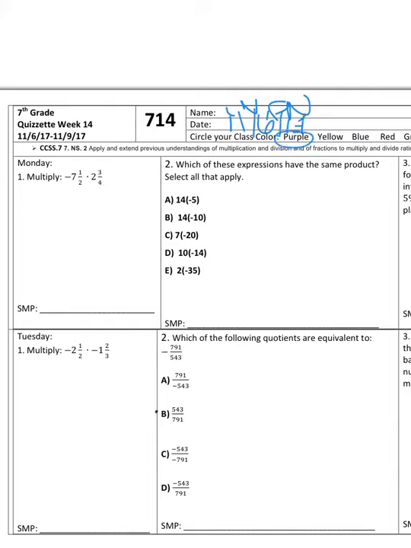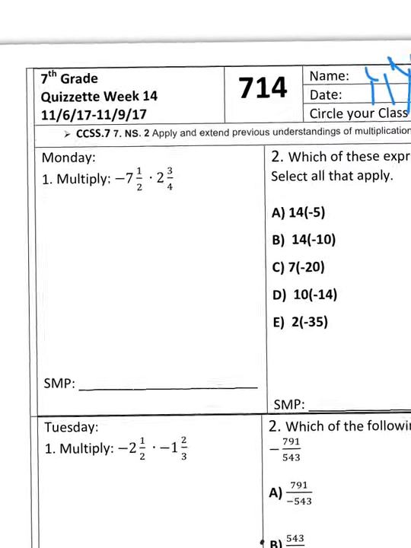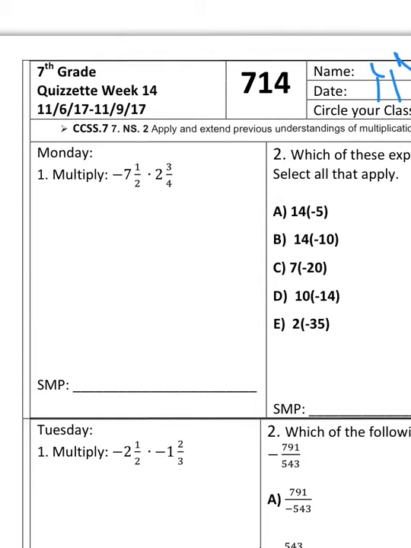Monday number 1. This question can get very confusing. I even had a discussion with the first block today. So I want you to pay very close attention with how you multiply mixed fractions. Let me zoom it in just a little bit for you. We have -7 1/2 times 2 3/4. So what you do is you ignore the negative at first, and you just make that into an improper fraction.